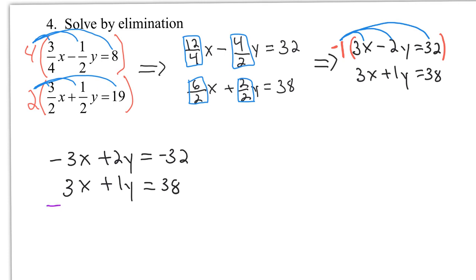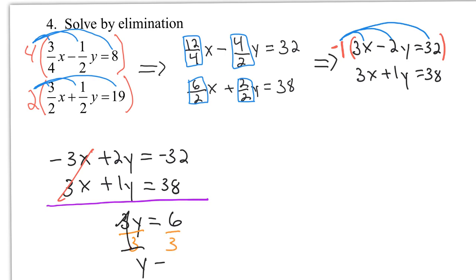Remember that we are combining the two equations. So the x's you can cancel: negative 3x plus 3x cancels. For the y's, 2y plus 1y, that's 3y. And negative 32 plus 38, that's going to be 6. You divide by 3, and we have y, this turns into 1, equals 2. All right, we got the y value.